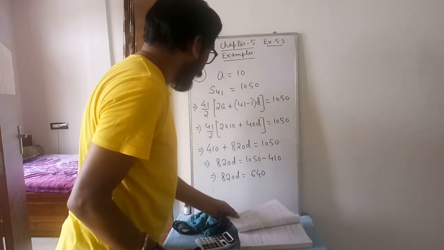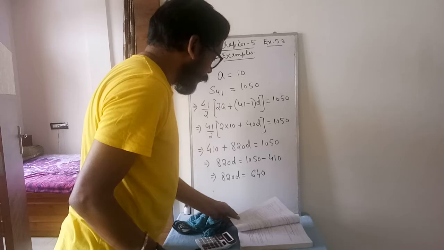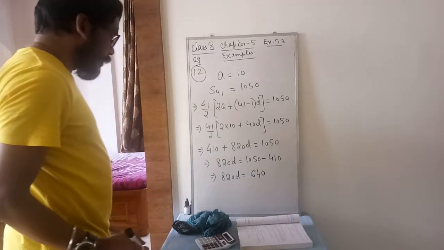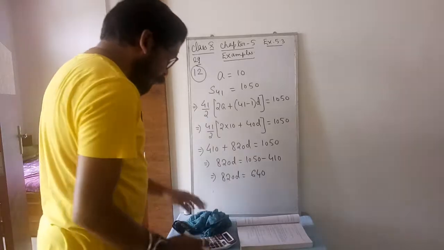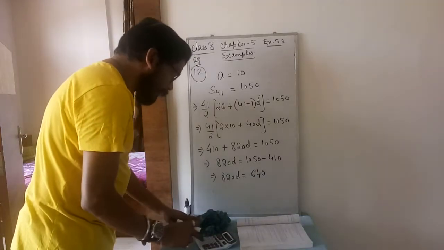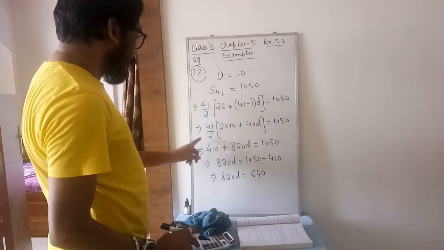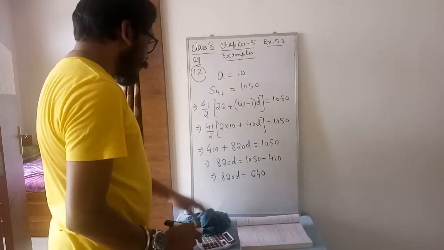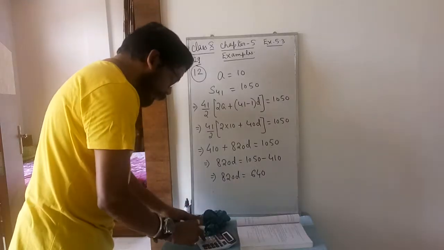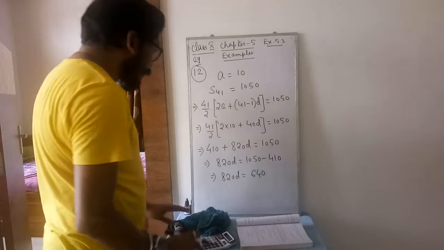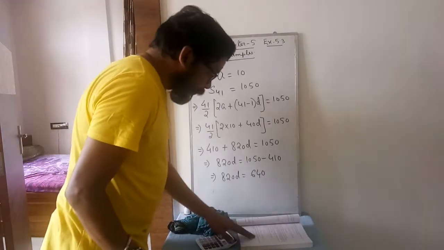640. Somewhere I have gone wrong. What is the mistake I have made? 1050 minus 410 is 640. Here 20 into 41, it is 820. So what is the mistake I have made here?